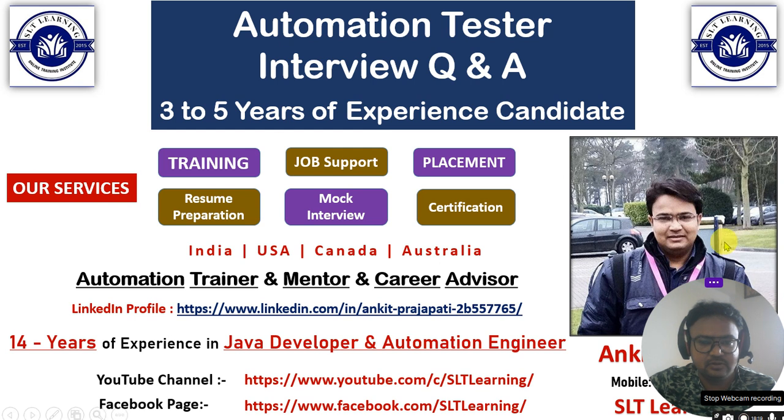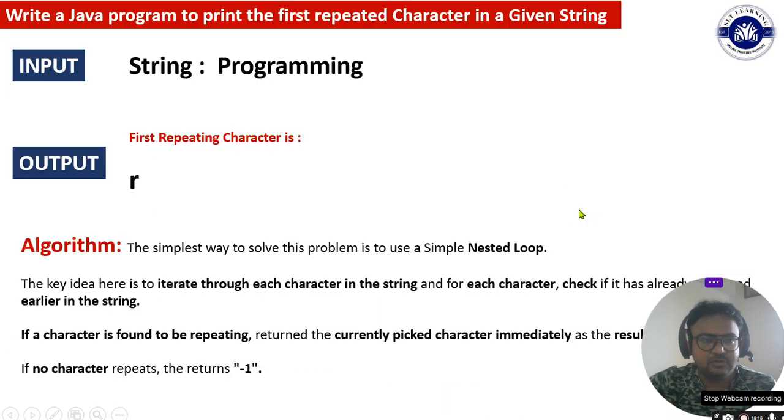The program is: write down or print the first repeated character in a given string. They will give you the string as an input and you need to print the first repeating character. Here, in PROGRAM, the first repeating character is R. The second repeating character would be M, because M comes two times.